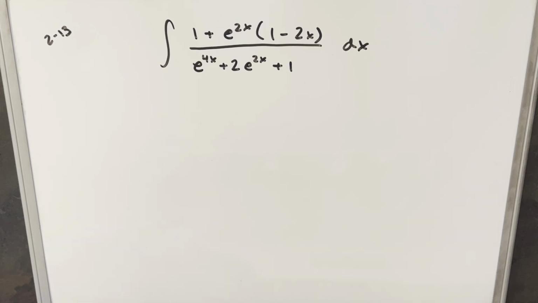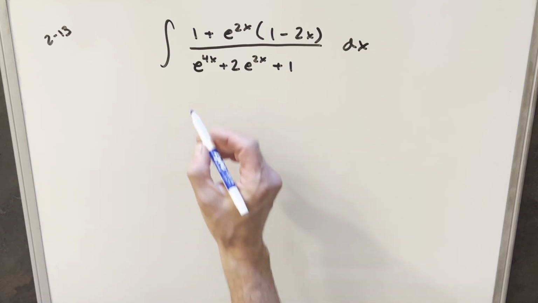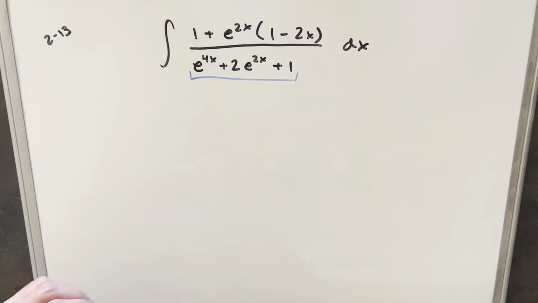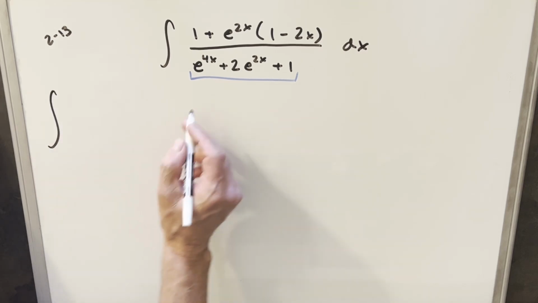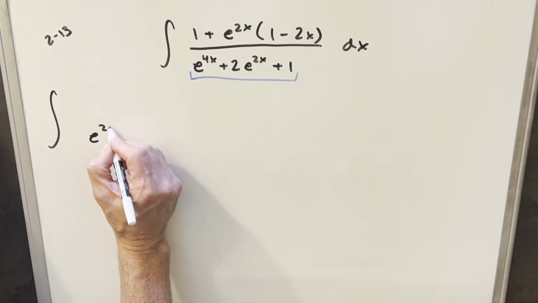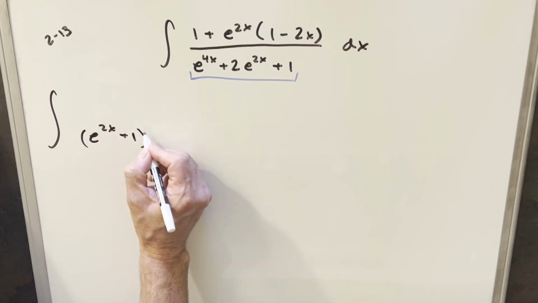Okay, my first thought here was I need some way to maybe simplify this with some algebra, just because I'm not seeing an obvious u substitution that would work. And just notice that if we look here at this denominator, this actually is a perfect square. So I can rewrite the denominator as (e to the 2x plus 1) all squared.